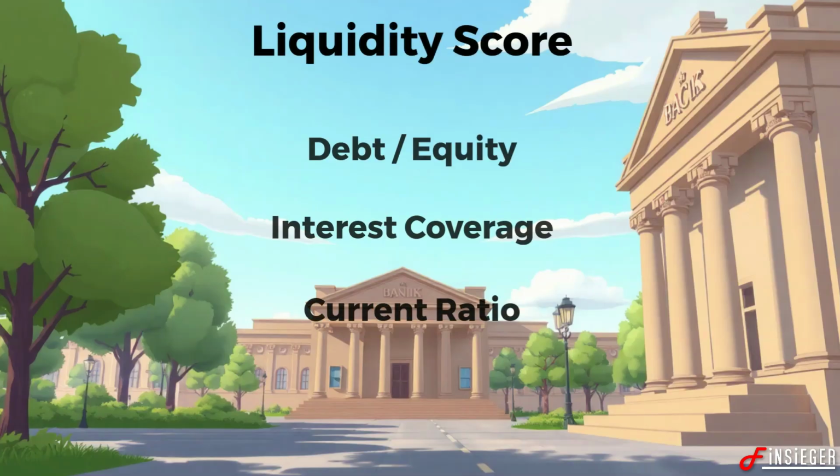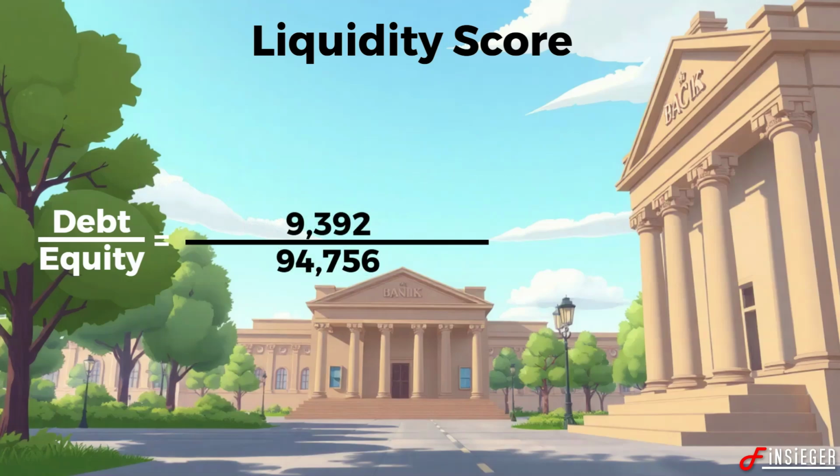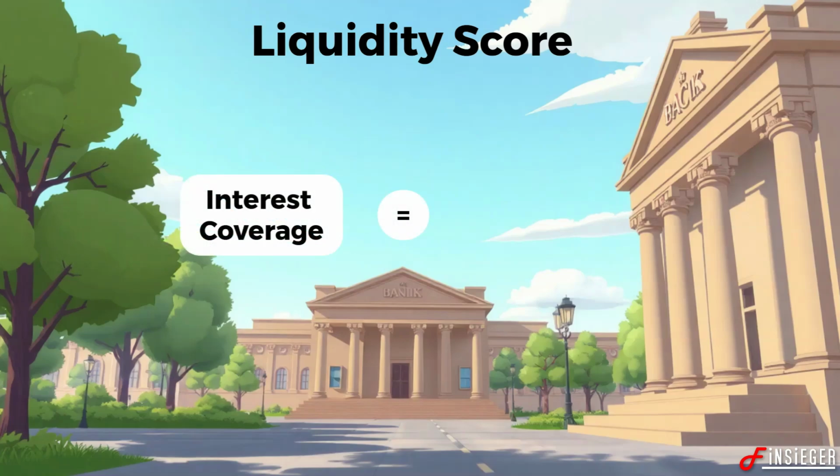In case of liquidity, let's look at these three parameters. Debt to equity is long-term plus short-term borrowing divided by equity, which in this case comes to 0.099, which is very close to 0. Debt to equity is good when it is low, which is great in this case. Interest coverage is earnings before interest and taxes divided by the interest portion of the profit and loss statement. In case of TCS, it is 94. It should be higher than 1, which is way higher here.